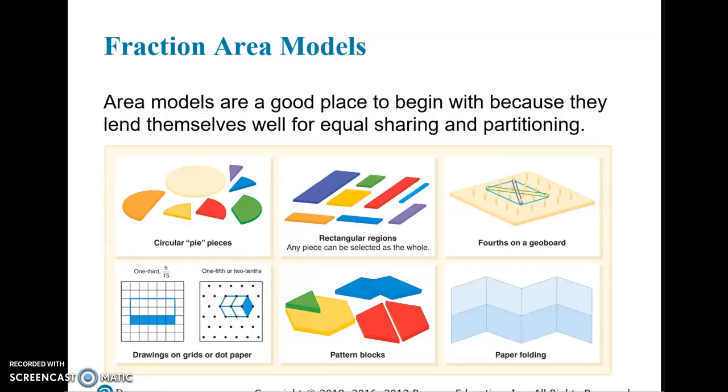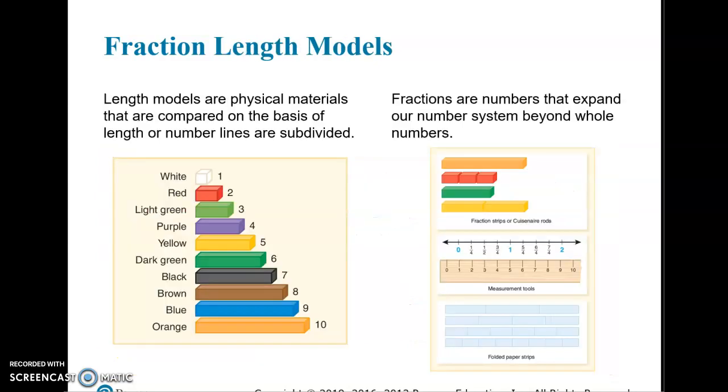Area is a good place to begin fraction exploration because it lends itself to equal shares and partitioning. Circle fraction pieces are the most commonly used area model. The circular model reflects the part-whole concept of a fraction and helps students see the relative size of the part to the whole. Grid paper or dot paper provides flexibility in selecting the size of the whole and the size of the part. With length models, lengths and measurements are compared instead of area. Length models are very important in developing students' understanding of fractions.